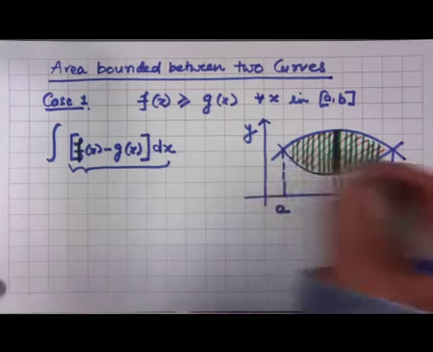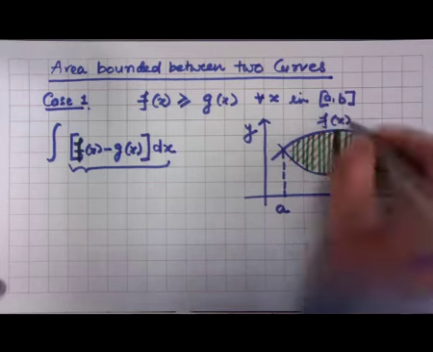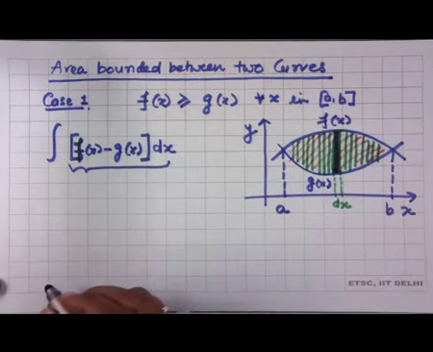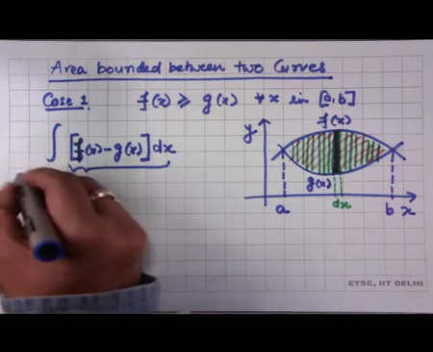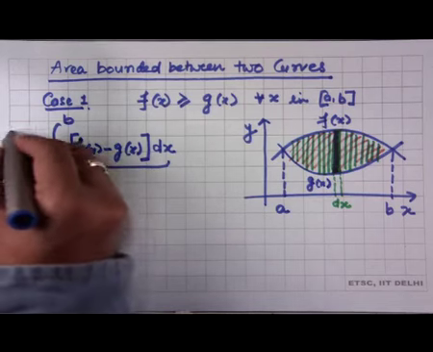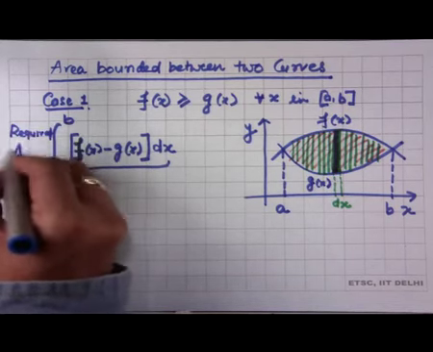Now, if you integrate it, so this is your elementary area for this required area, this is f(x), this is g(x). So, if you integrate it from x equals a to b, you get your required area.